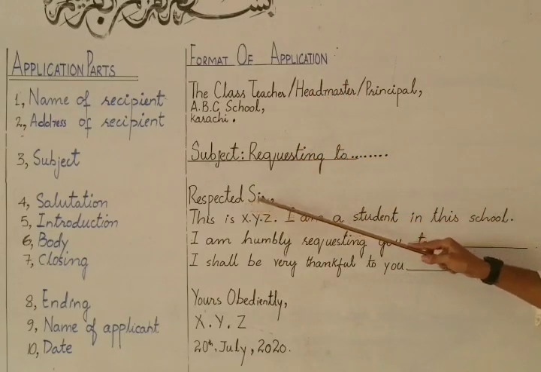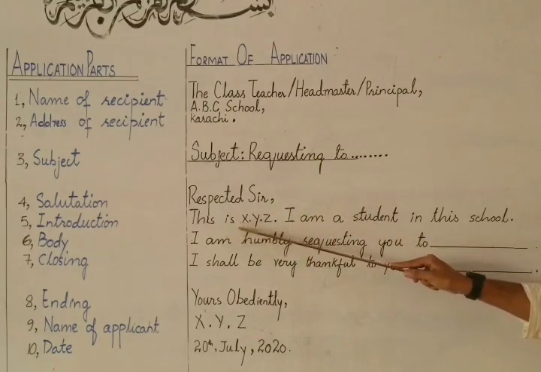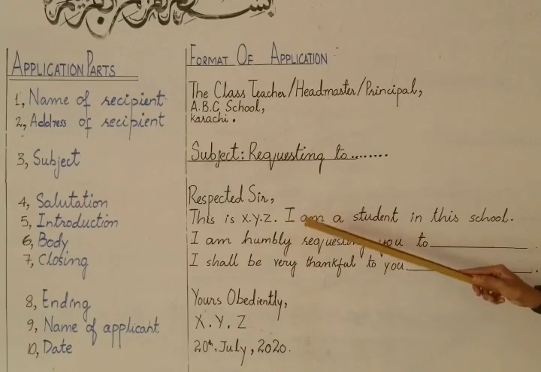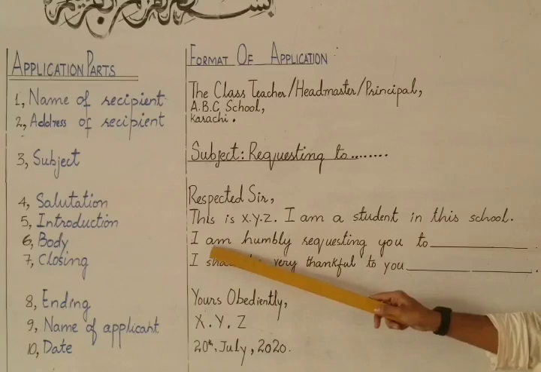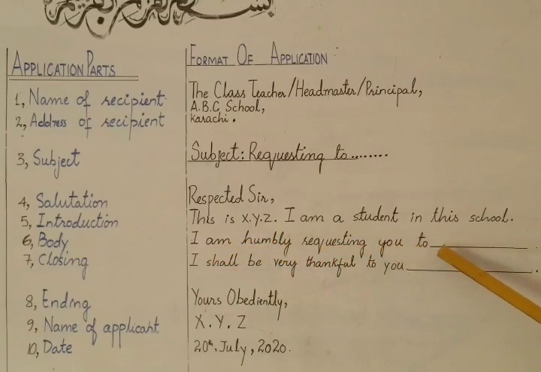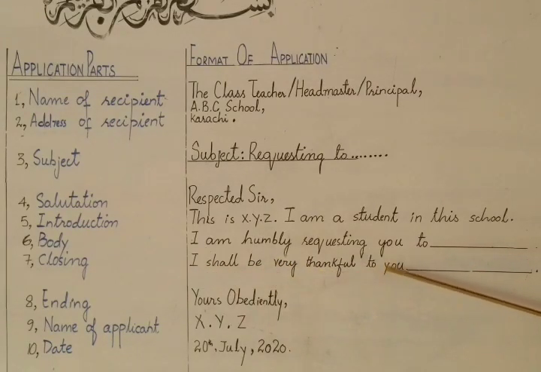Okay? Respected sir, comma. Now introduce yourself. This is x dot y dot z dot. I am a student in this school. After writing your introduction, you will change the paragraph for the body. I am humbly requesting you to, and you will complete your topic here. After completing your body, you will again change the paragraph for closing. I shall be very thankful to you for this act of kindness.